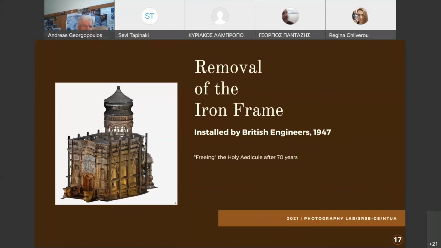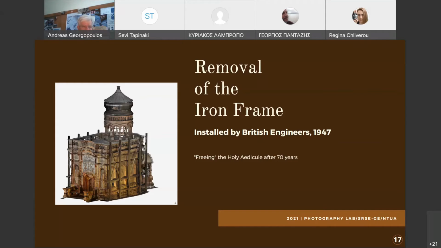Now, I would like to continue with another topic in which a completely different photographic approach was given. Here I have to say that the main contribution of the photographic laboratory to the rehabilitation of the Holy Edicule was to shoot photogrammetric images for the creation of 3D models. But as an additional contribution, we also covered some other issues and needs of the project.